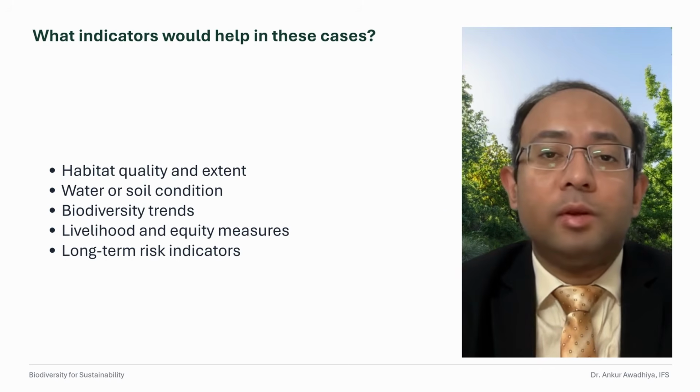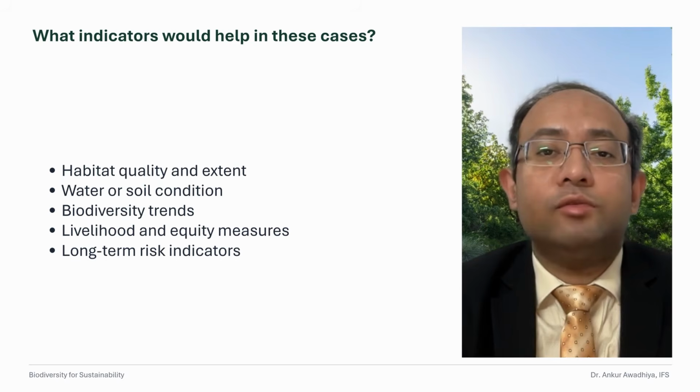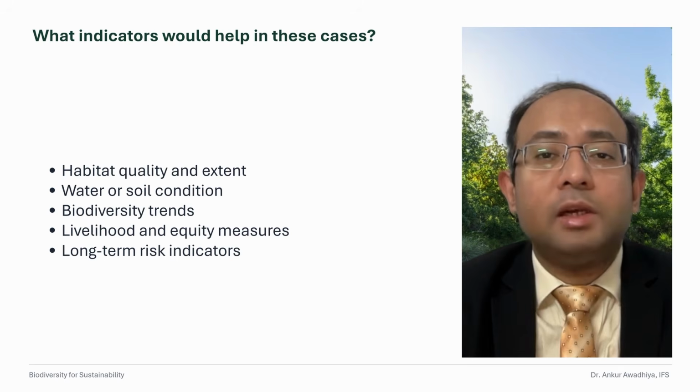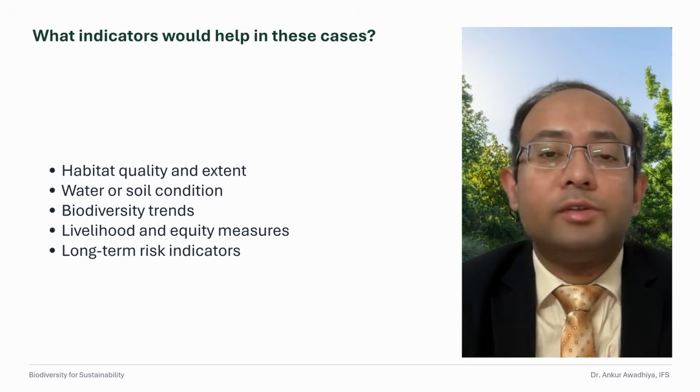Livelihood and equity measures help reveal social outcomes that purely ecological data might miss. And long-term risk indicators such as flood frequency or heat stress intensity matter, especially in wetland, coastal, and urban cases. Good sustainability judgment is always supported by good measurement.